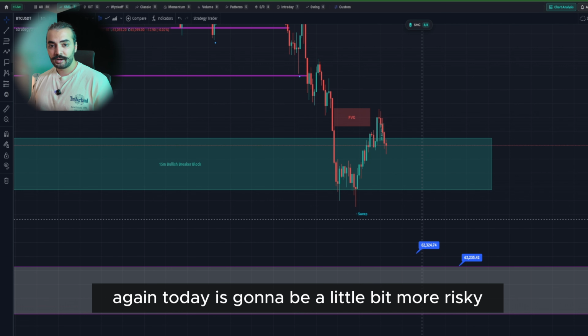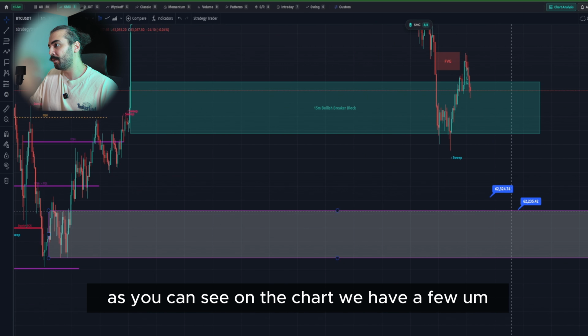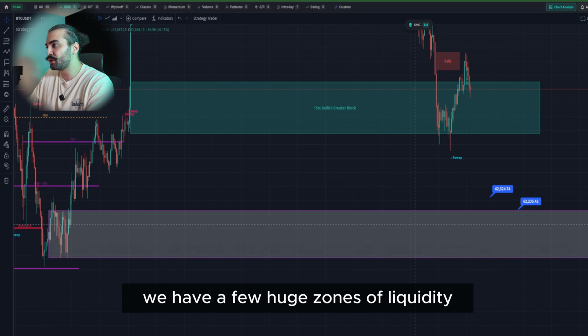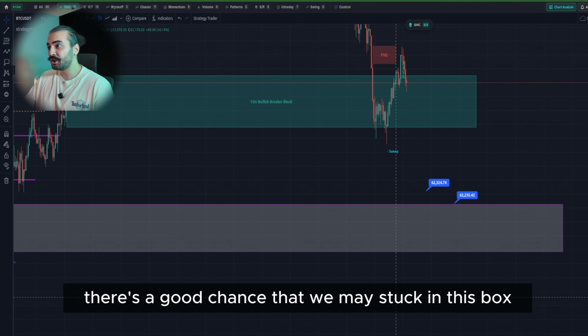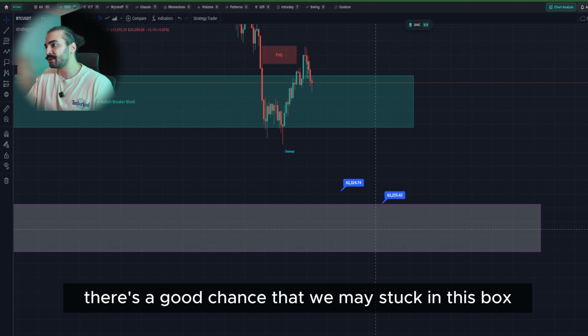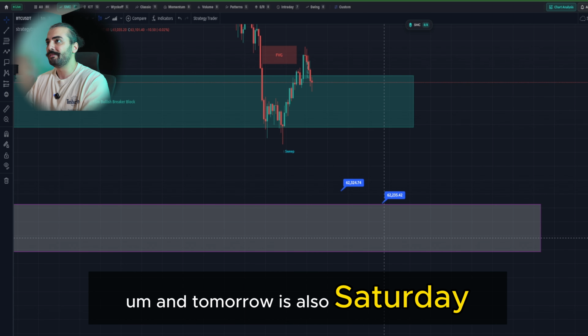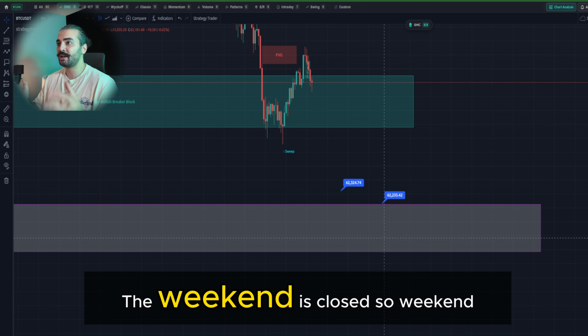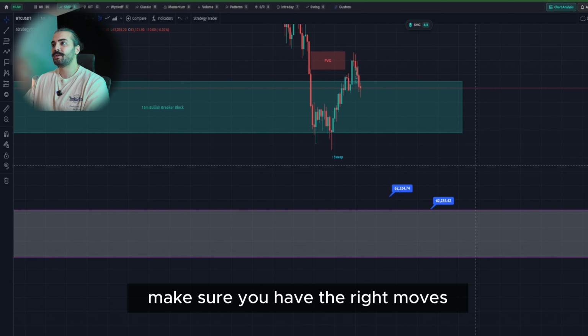Again, today is going to be a little bit more risky. As you can see on the chart, we have a few huge zones of liquidity, which gives us a lot of consolidations. There's a good chance that we may get stuck in this box for at least a few hours. And tomorrow is also Saturday. The weekend's close, so the weekend is going to be a little bit low volatility. Make sure you have the right moves.